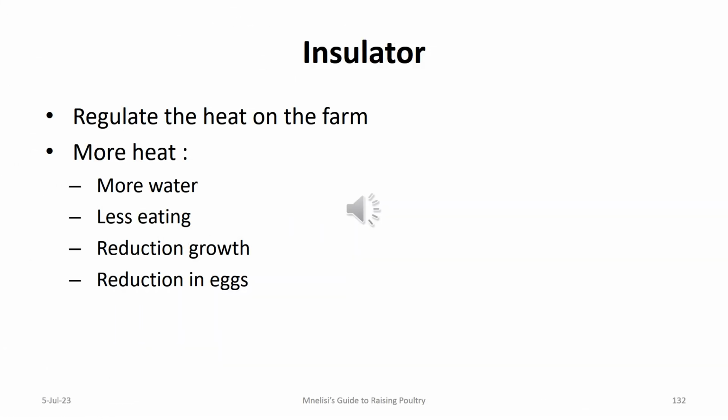An insulator. This will save cost and energy, and the chickens will do well because the temperature will be stable. The function of an insulator on your farm is to regulate the heat. When chickens are exposed to heat, they drink more water, they eat less, they grow slow, egg production drops.